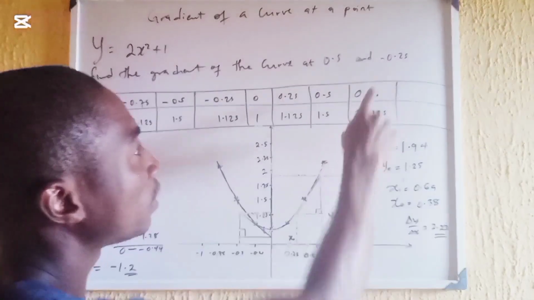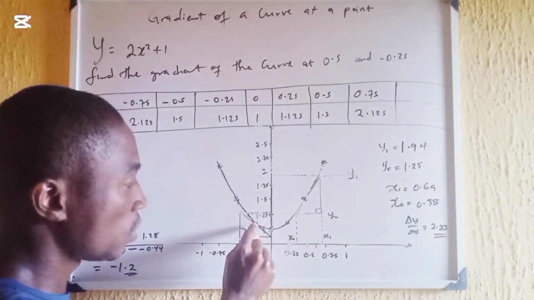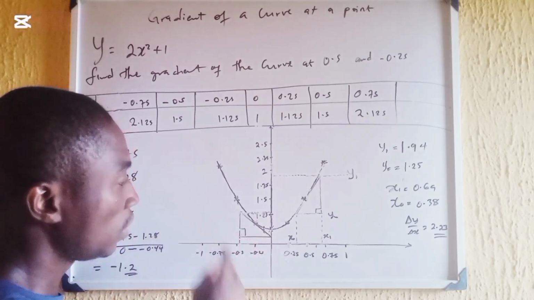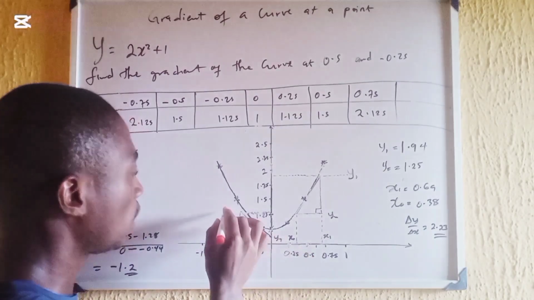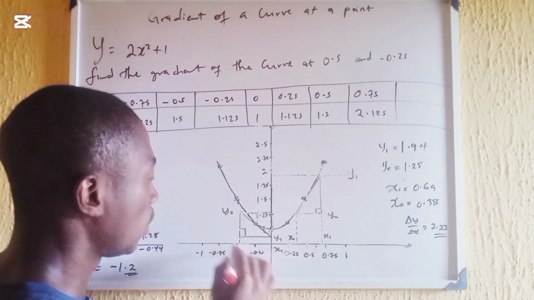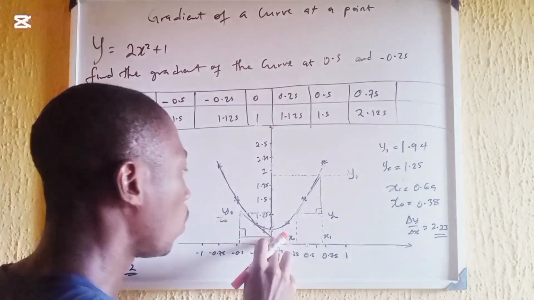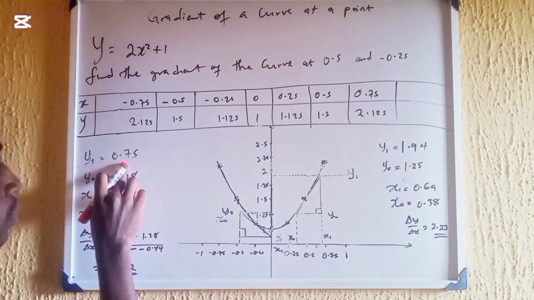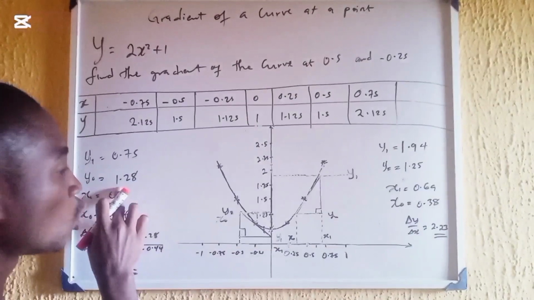Now, for the next one, minus 0.25. This is my minus 0.25, which corresponds to this point. I drew a line tangent to that point. Then, here's my y1, and here's my y0, and here's my x1, and here's my x0. My y1 from my estimation is equal to 0.75. Then my y0 from my estimation is equal to 1.28.